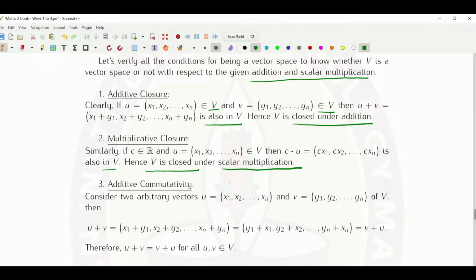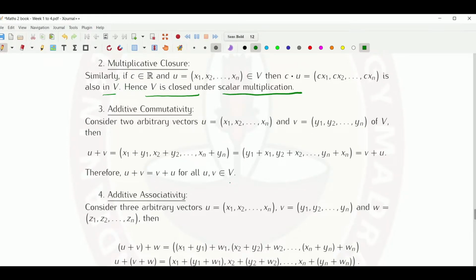Let's see the additive commutativity. Consider two arbitrary vectors u is equal to (x1, x2, ..., xn) and v is equal to (y1, y2, ..., yn). Then u plus v is equal to (x1 plus y1, x2 plus y2, ..., xn plus yn), which is similar to (y1 plus x1, y2 plus x2, ..., yn plus xn), which is equal to v plus u. So u plus v is equal to v plus u for all u, v belonging to V. Then additive commutativity is also satisfied.